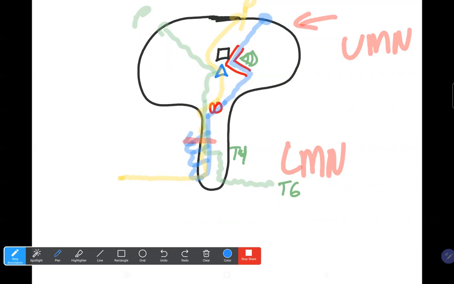What was the blood supply to the internal capsule, Doc? The MCA. To the internal capsule? The internal capsule, doctora, is part of the basal ganglia. So what's the blood supply?